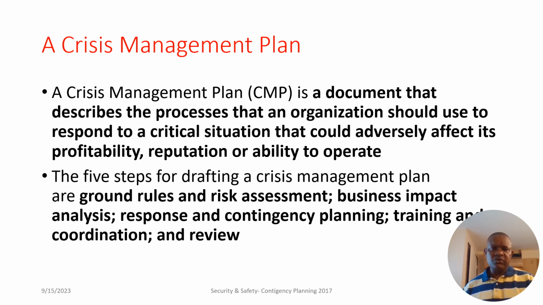And then we are also going to look at crisis management plans at organizational level. We are going to see a crisis management plan is a document that describes the processes that an organization should use to respond to a critical situation that could adversely affect its profitability, reputation, or ability to operate. The 5 steps for drafting a crisis management plan are ground rules and risk assessment, business impact analysis, response and contingency planning, training and coordination, and review.